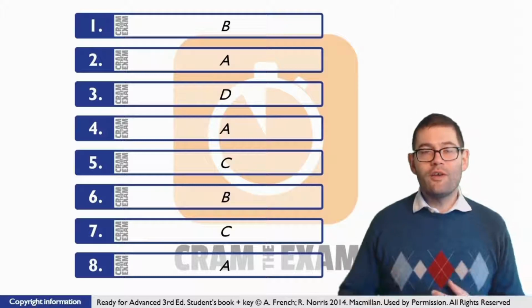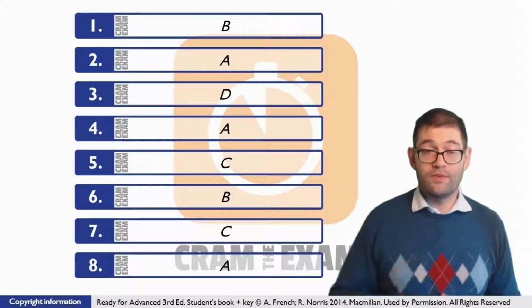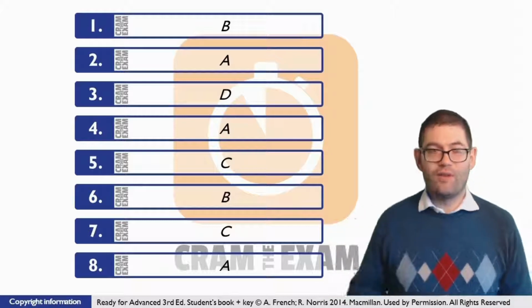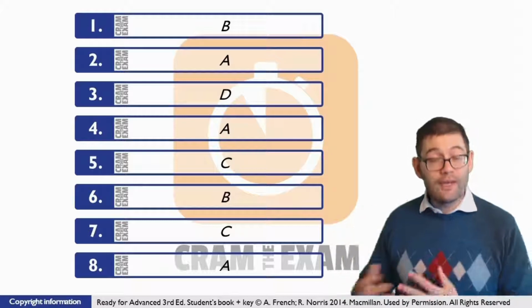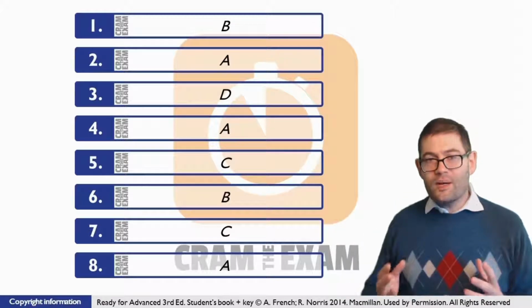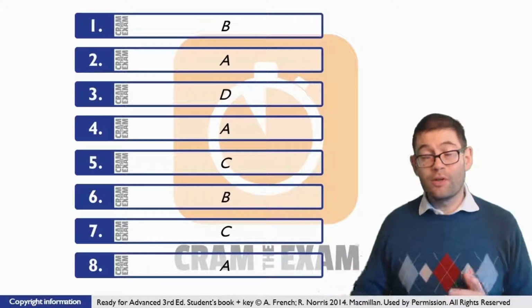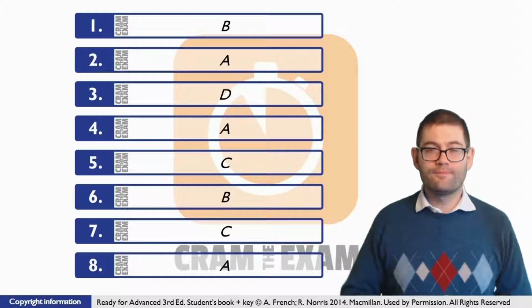For question number 5, we have to choose the correct quantifier, bearing in mind the noun that follows the gap. In other words, it's got to collocate with that noun. There's only one answer, and the answer is numerous. All of the other answers don't collocate with the noun that follows the gap.